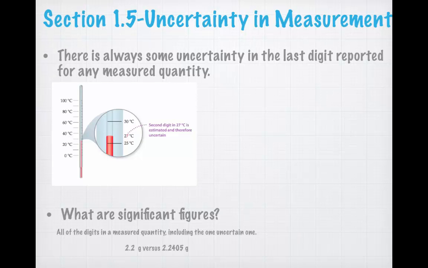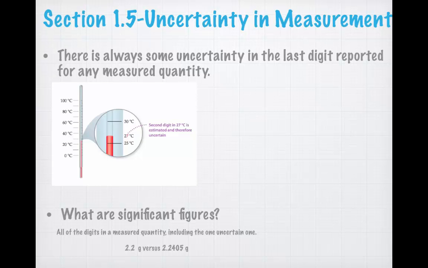Now, whenever we're measuring, you will always have just one digit that is uncertain. So when we're talking about significant figures, the significant figures are all of the digits, including the one that is uncertain. If I were to look at that measurement and say, oh, well, it's 27.5 degrees Celsius, I now have 2 digits of uncertainty, and that is not allowed. You can only have 1 digit of uncertainty, and that is included when I'm counting number of significant figures.